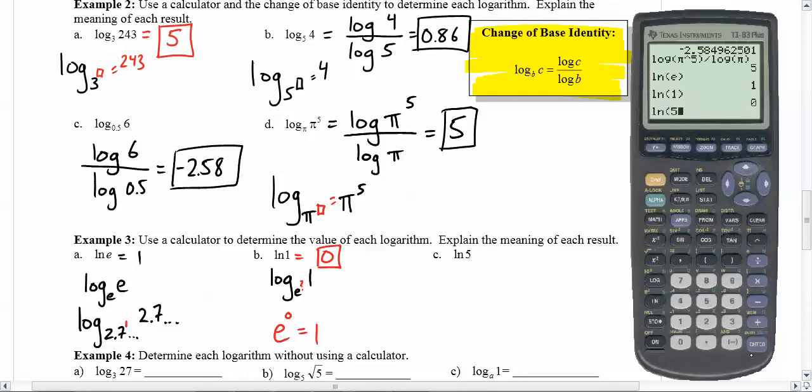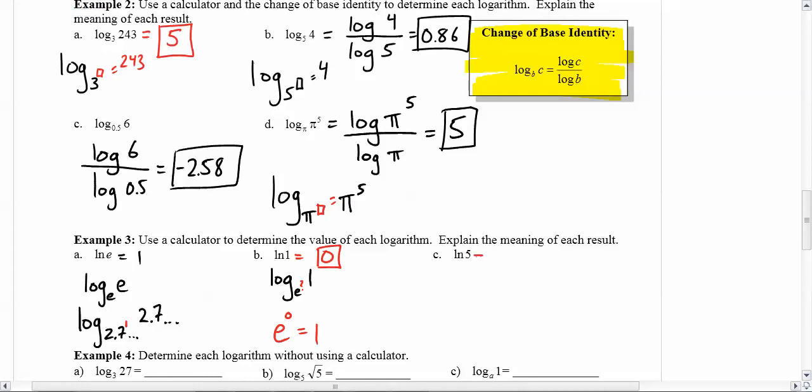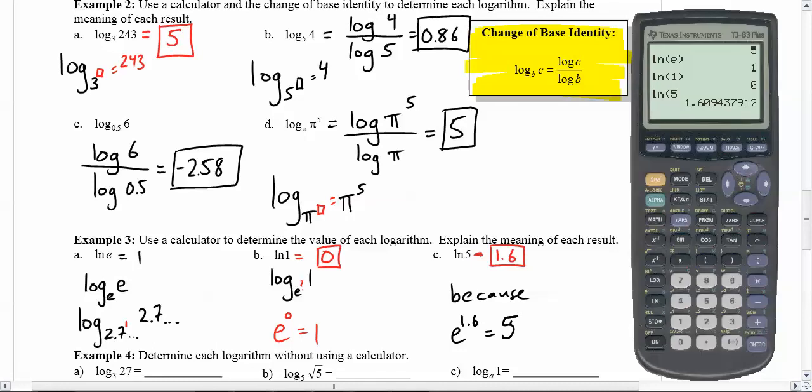Ln of 5 is 1.6. And that's because e to the power of 1.6 equals 5. Let's check that out to verify. e to the power of 1.6 is approximately 5. I need more decimals in order to get exactly there.